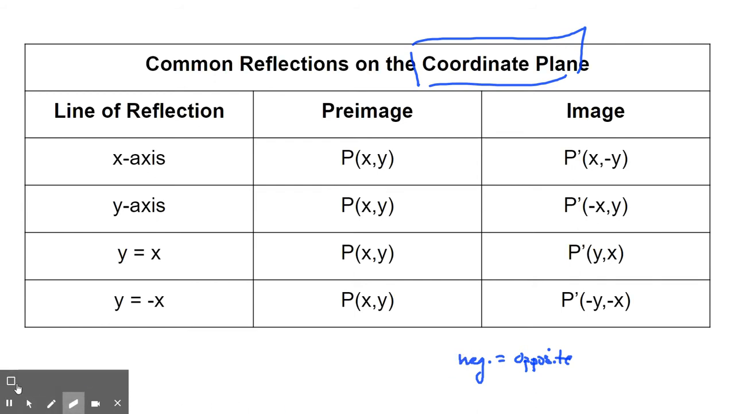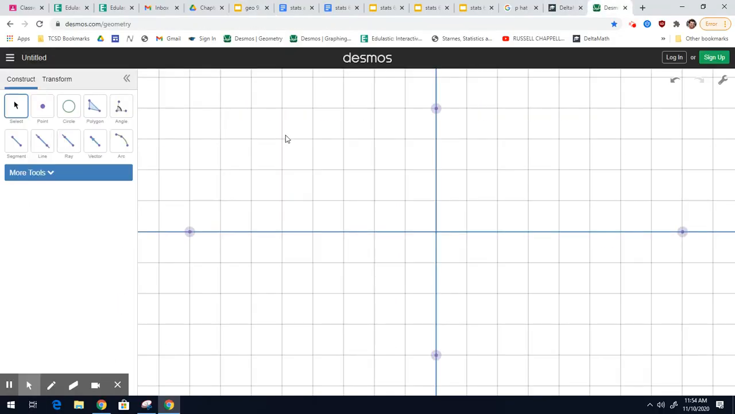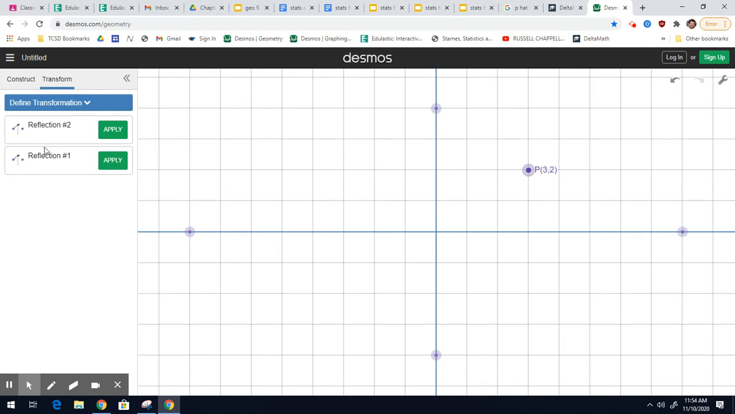Okay, so let's take a look here. If I go to Desmos geometry, here's my coordinate plane. I'm going to put a point at 3, 2. We're going to call that point P. So that point right there is point P, and it's at 3, 2. Okay, so I'm going to transform this. And as you can see, I have a couple reflections here. I don't know if I can delete them.